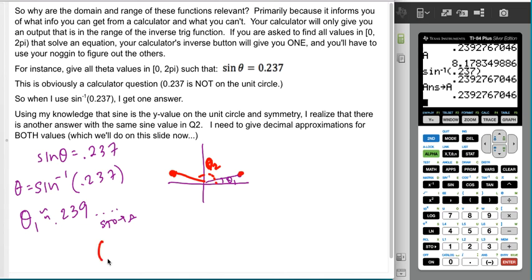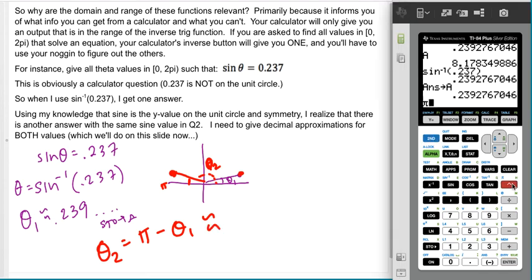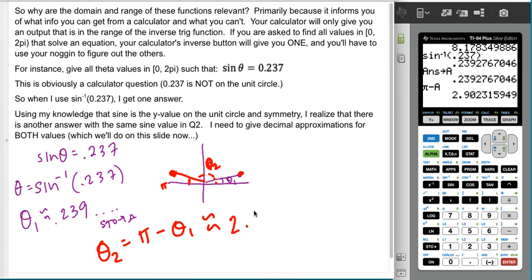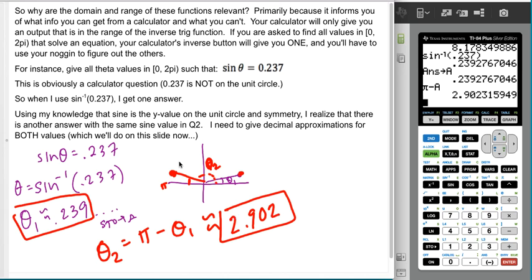So the other answer, my theta 2, is essentially going to be pi, because that's how many radians this would be, minus the thing I just called theta 1, right? So if I did pi minus the thing I called alpha A, I'm going to get that there's another answer. It's 2.902, right? So there are two values on the unit circle that are going to have that answer, but the calculator only gives me one, and I have to logic through the rest, right?